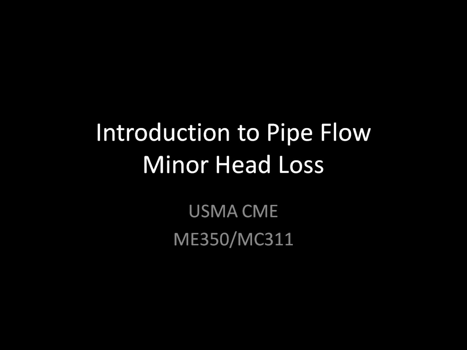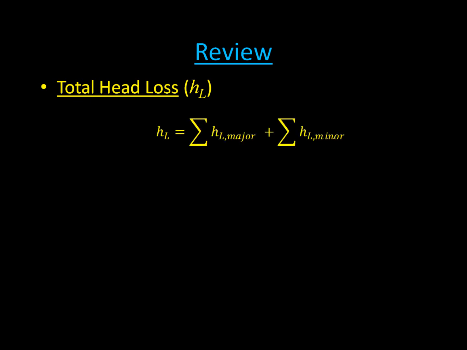In this final pipe flow video, we are going to talk about how to compute minor head losses. So let's review real quick. Recall that total head loss is the sum of all our major head loss and the sum of all our minor head loss. So if we have a lot of different lengths of pipes, we sum up all their individual head losses for each individual length of pipe. If we have multiple sources of minor head loss, we're going to add those up as well.